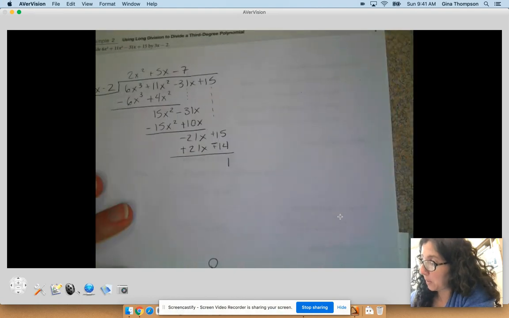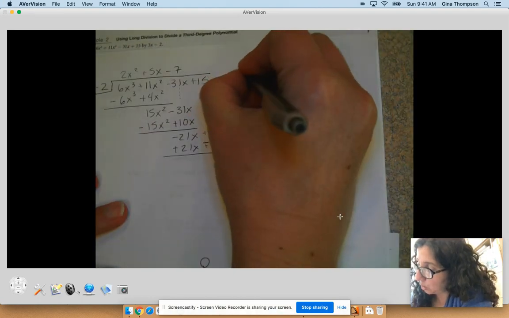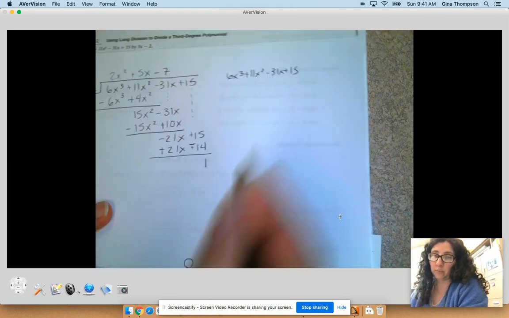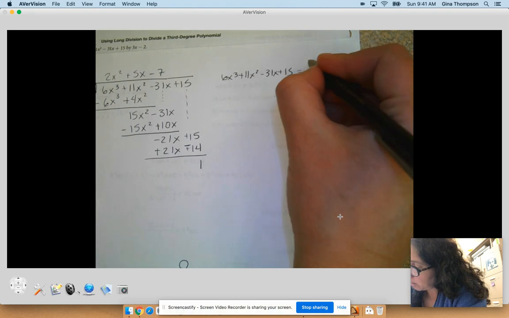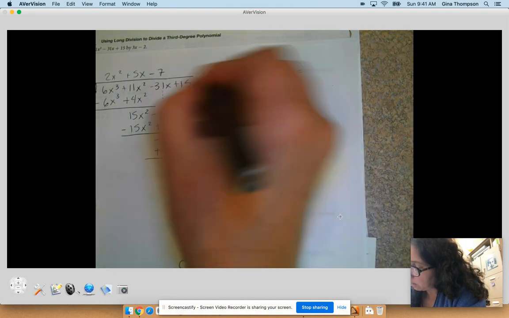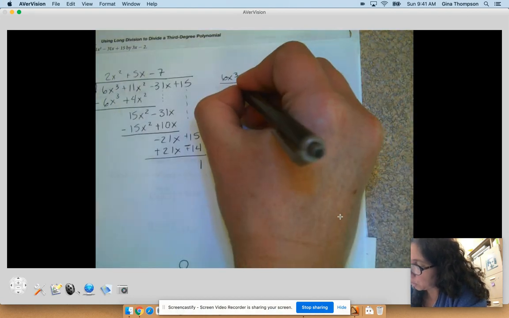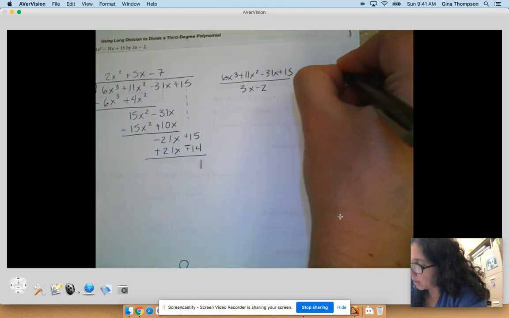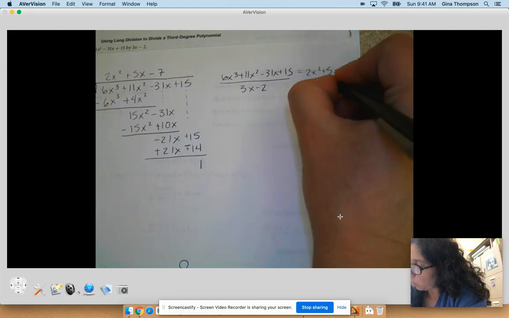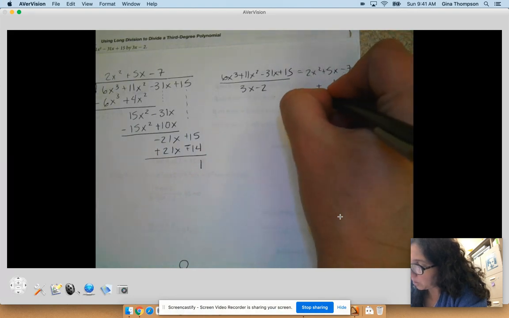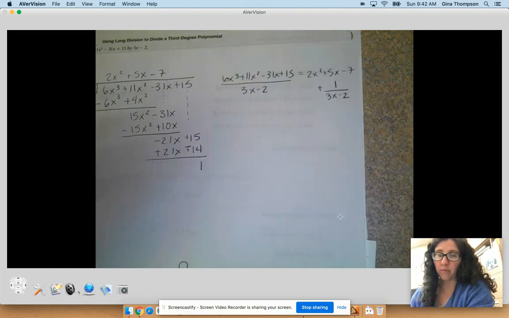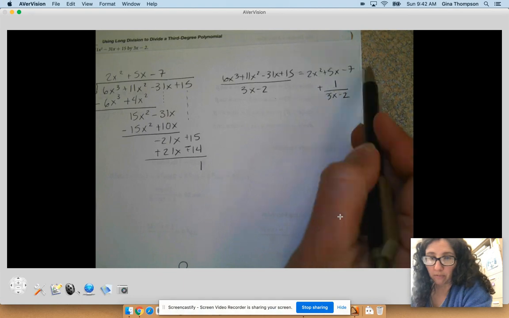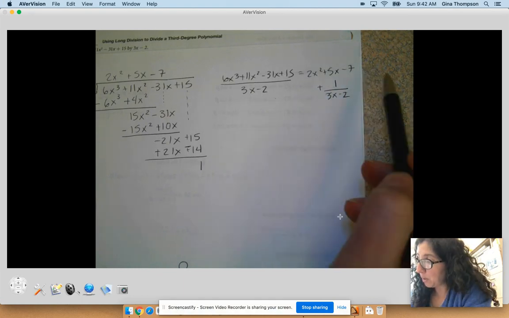All right, so how could I write this? I could write 6x cubed plus 11x squared minus 31x plus 15 divided by 3x minus 2 equals 2x squared plus 5x minus 7 plus 1 over 3x minus 2. Sorry, I ran out of room there. It should all be on the same line normally. I just ran out of space. Otherwise, I'd write this up here. Okay, so that's how I'd write it.